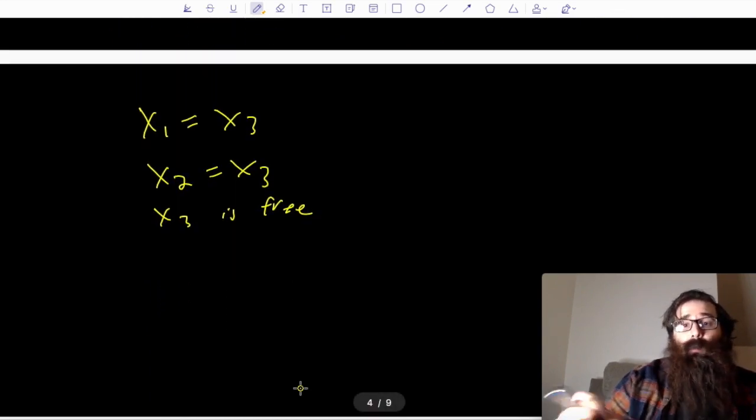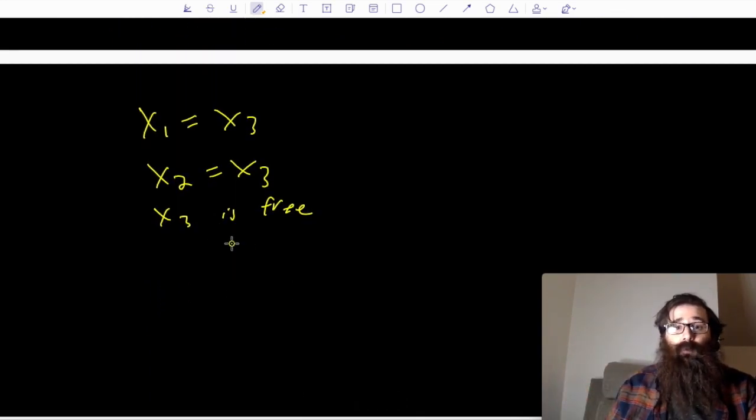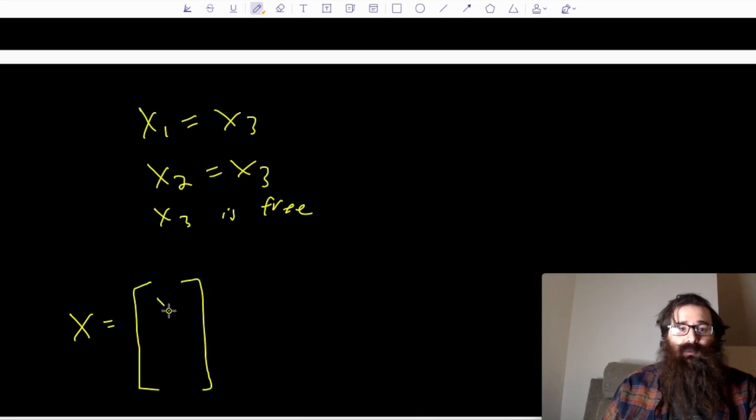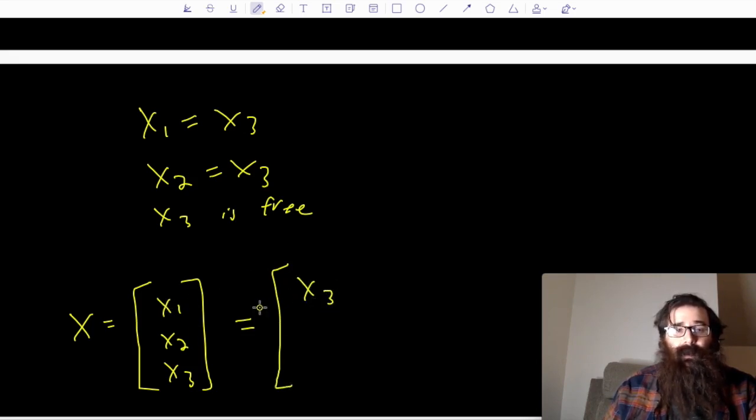But now what I want to do is build this into a parametric vector form. So we start off with this generic idea that our vector x is a vector with 3 entries in it, and those entries are x sub 1, x sub 2, and x sub 3 in general. But now in this generic vector description, I want to substitute for the basic variables. So we said x sub 1 is x sub 3, so I'll substitute that. And x sub 2 is x sub 3, so I'll substitute that. And x sub 3 is itself, so I'm just going to keep that as x sub 3.